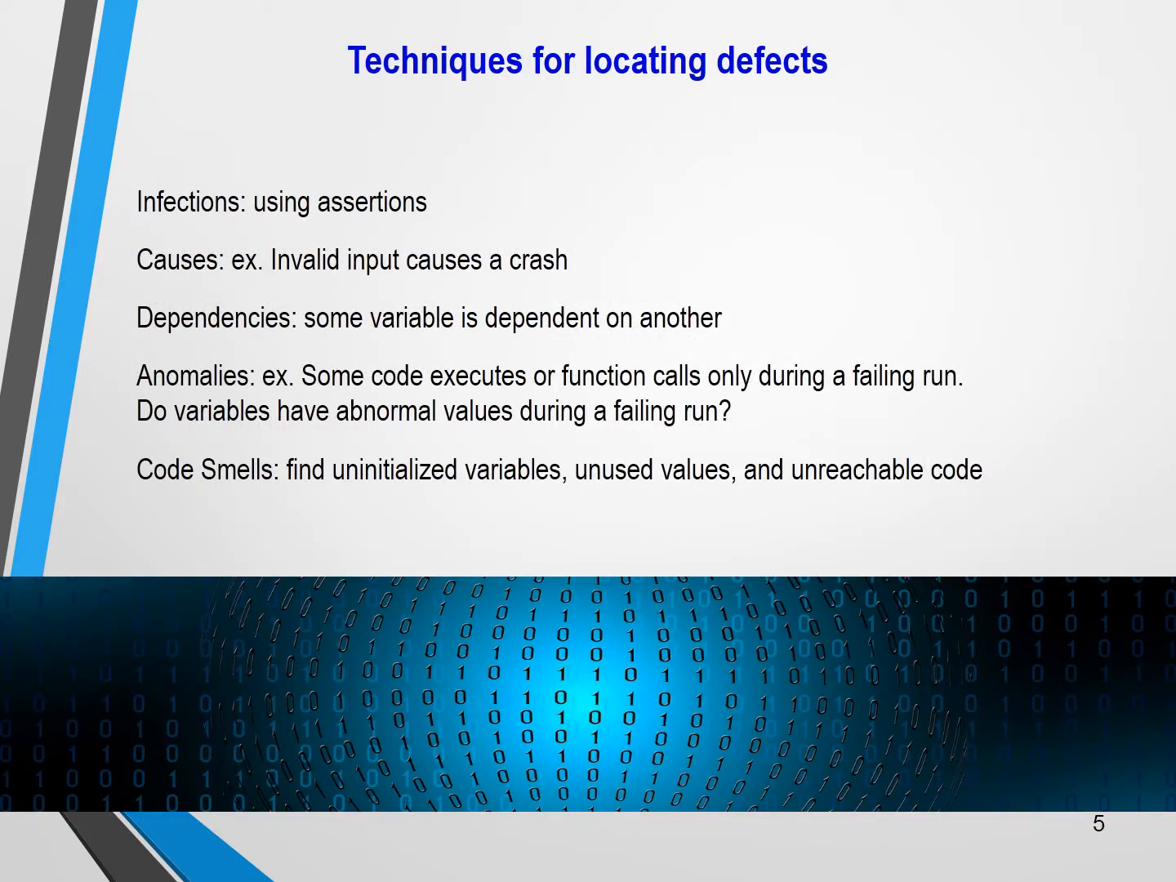Techniques for locating defects. Infections are best found using assertions. Causes look for invalid inputs that cause crashes. For dependencies, some variable is dependent on another. For abnormalities, look for some code that executes or function calls only during a failing run. Look at the variables and if they have abnormal values during a failing run. For code smells, look for uninitialized variables, unused values, and unreachable code.